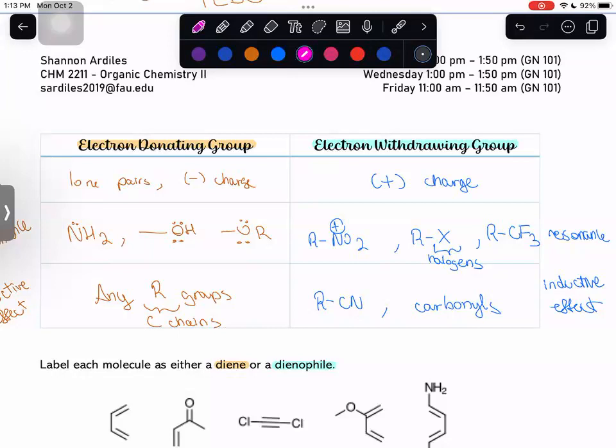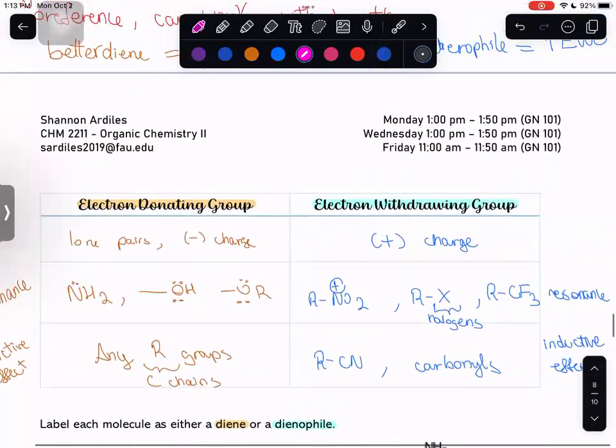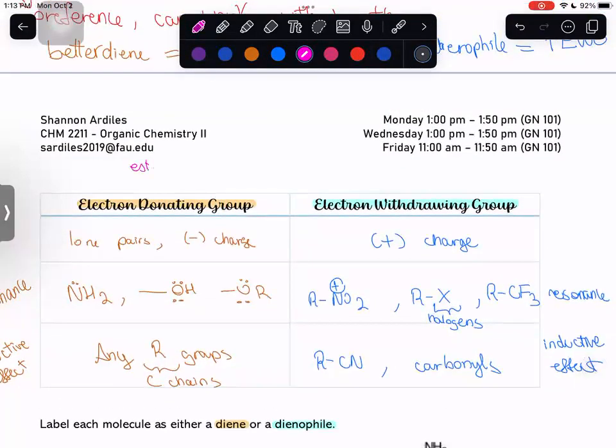And actually, let's talk about esters and carboxylic acids. Now let's talk about esters and amides. They're gonna be a little bit more special. Technically, esters and amides can be both donating or withdrawing groups depending on the connection.